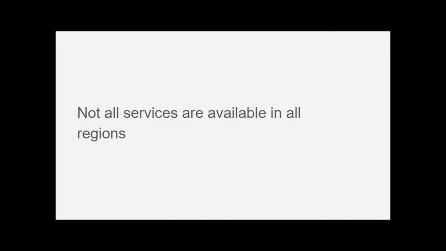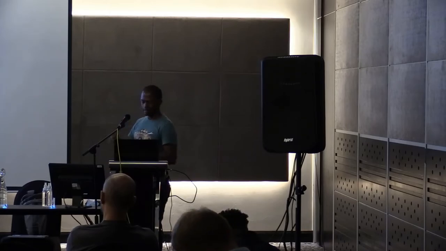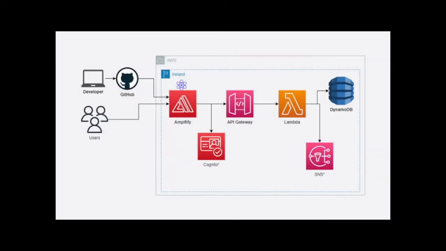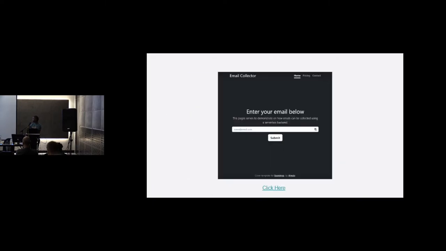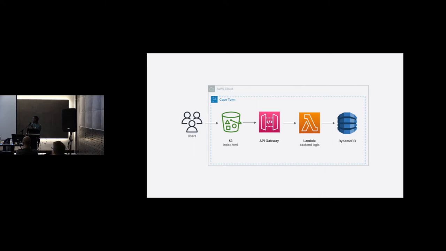Right. Another big thing, but this is the problem with all cloud providers: not all services are available in all regions. AWS has a lot of regions. There's Cape Town. There's a whole lot of US, South America, Europe, and everything. But not everything is available everywhere. Like if you look here in my architecture diagram, the one with Amplify is actually sitting in Ireland. So this application is sitting in Ireland. But this one, on my landing page, is sitting in Cape Town. Why is that? Why did I not just put everything in Cape Town?